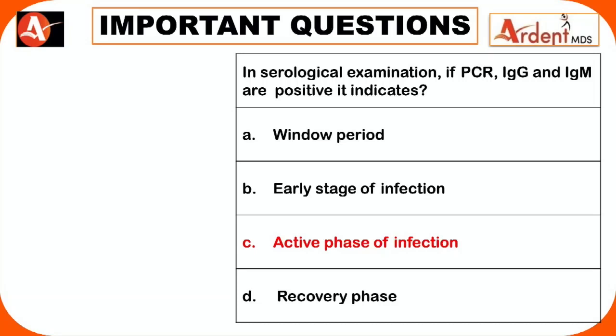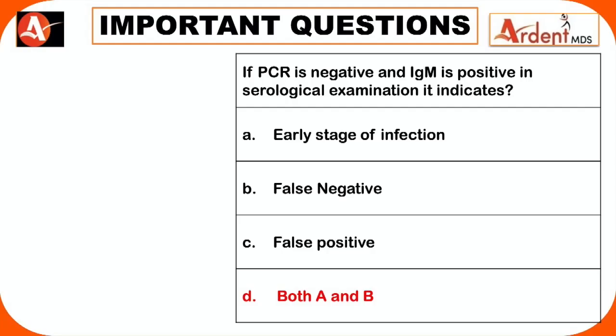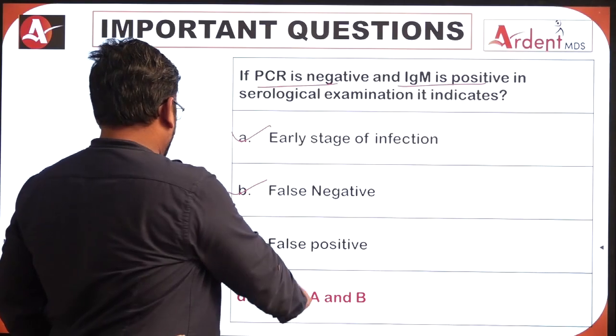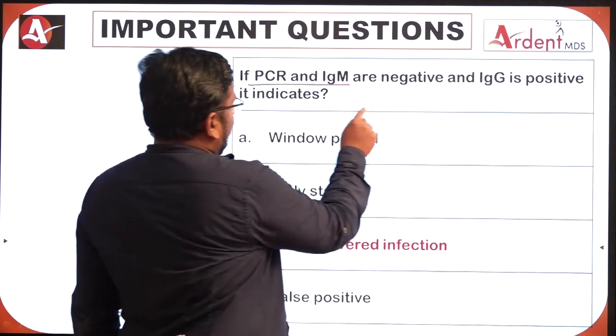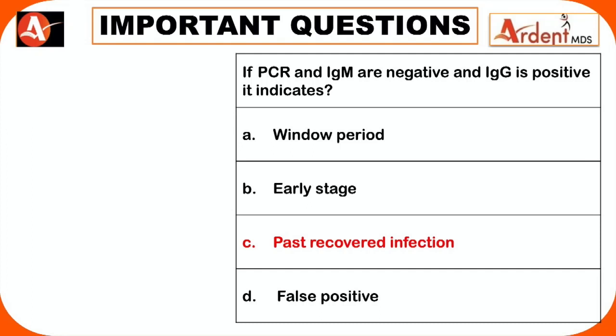In case of a serological examination, if PCR, IgG and IgM are all positive, that means the patient is in an active phase of infection. But if the PCR is negative but IgM is positive, what does that mean? The patient is either in the early stage of infection or it may be a false negative. So both A and B. Right, this is one more question. PCR and IgM are negative but IgG is positive. Because IgG is positive, you can say it is a post-recovery infection.